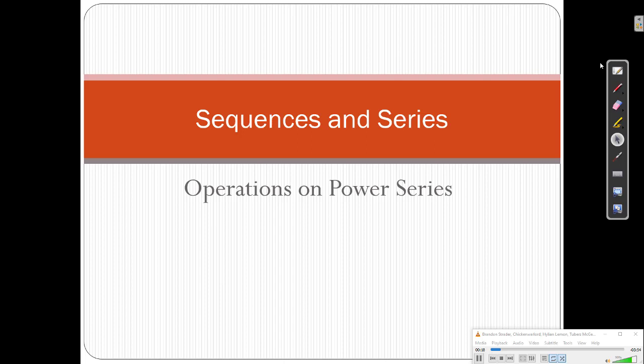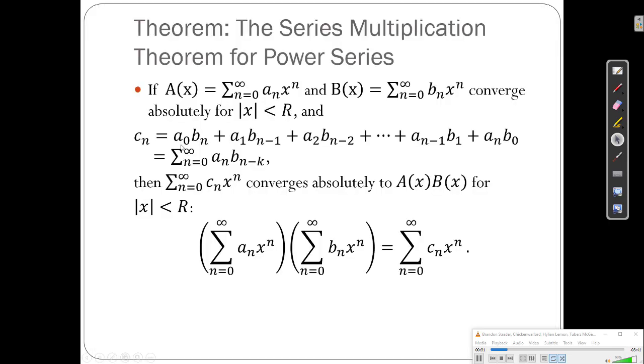Welcome back to Calculus 2. We're going to finish up our initial discussion on power series by talking about the effect of some operations on power series. I'm going to, in the midst of it, point out a very important consequence of some of the things we've been doing with them. So we're going to start off with the series multiplication theorem for power series.